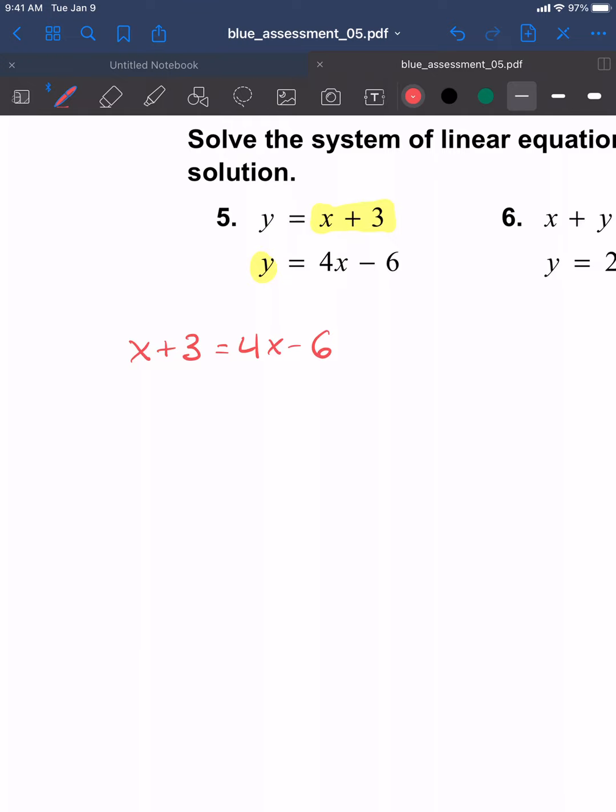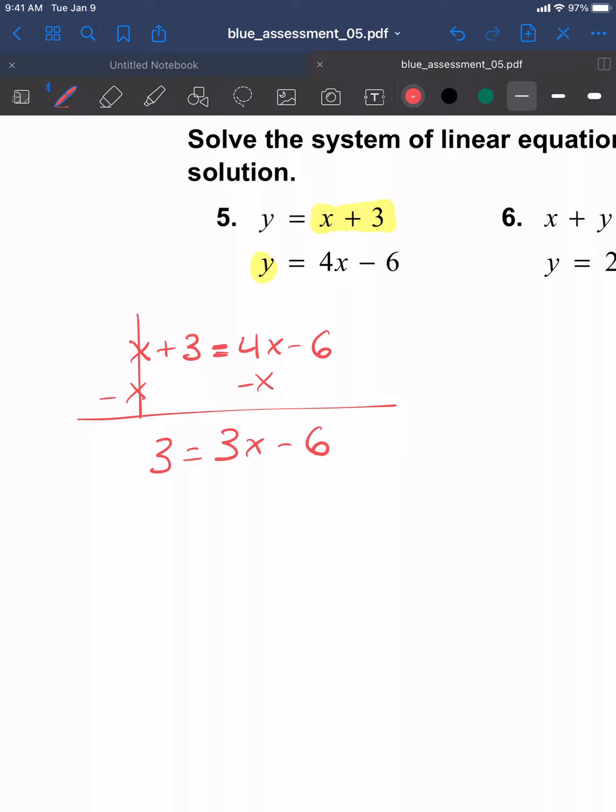Now, to solve for x, I need to get x all by itself. Right now, I've got x's on both sides of my equation. If you have x's on both sides of your equation, what do you need to do? Subtract x. We need to get x together, and you're going to subtract it? I like that idea the best. You guys see how he said that? Do you see why he said that? Okay, we're going to get x's all together. X minus x is gone. I'm left with 3 equals, what is 4x minus x? 3x. 3x minus 6. Okay, how do I get x all by itself?